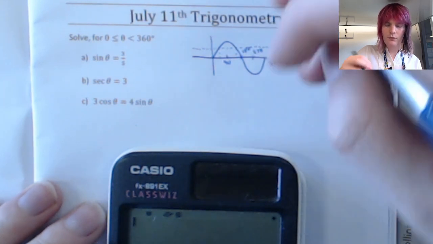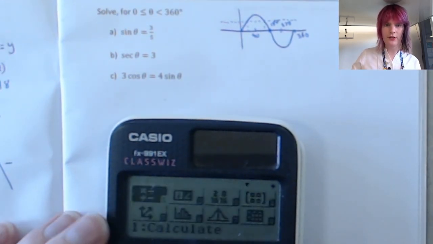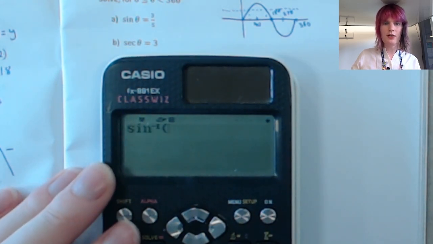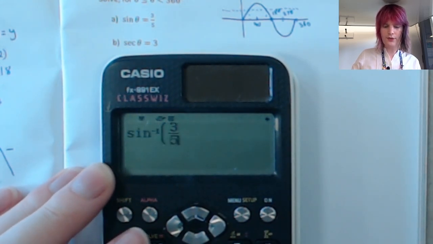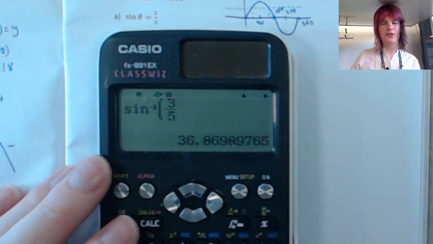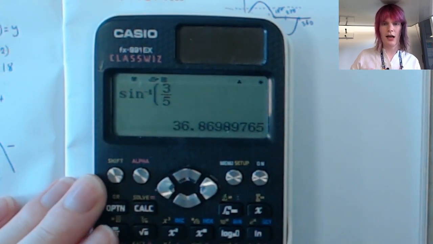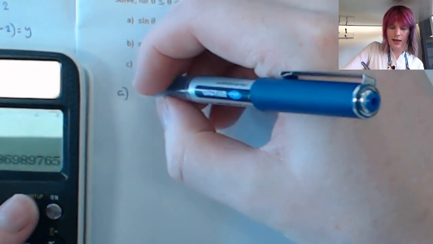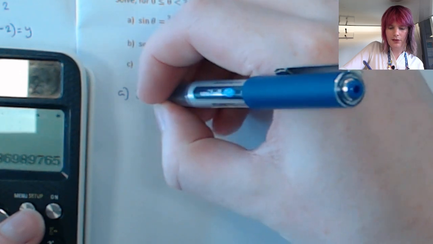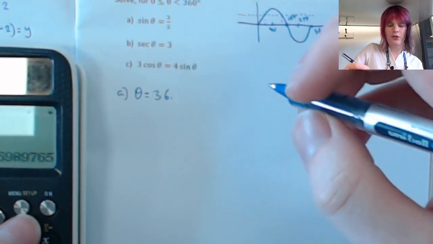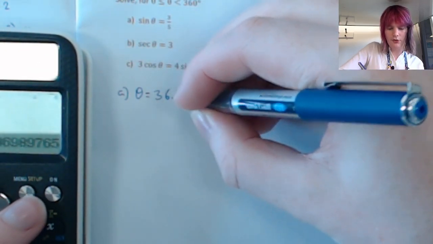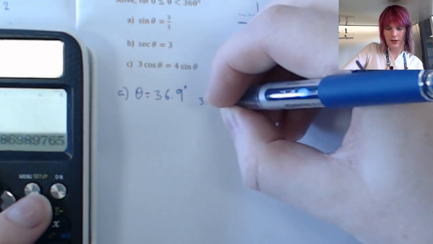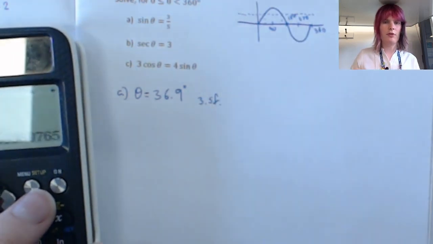And we're going to put it into our calculator. So we go to calculate, we're going to do the inverse sine of 3 over 5. The answer to that is 36.86989, a whole bunch of decimals. So our first solution for part A is theta is equal to 36.9 degrees to 3 significant figures, so 3SF.